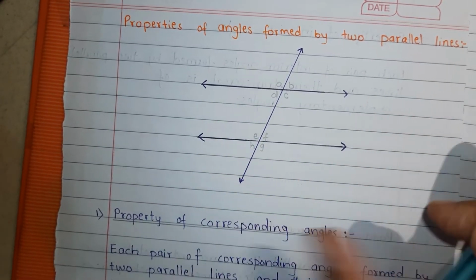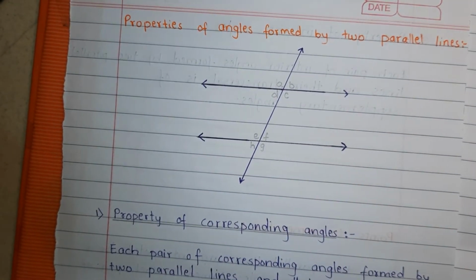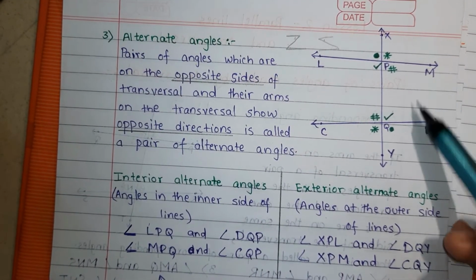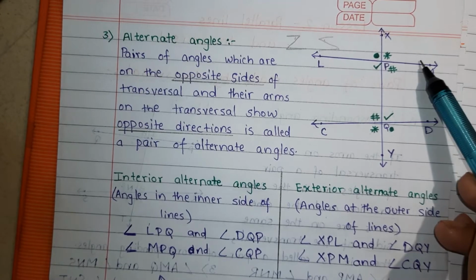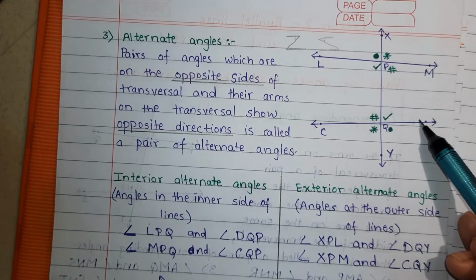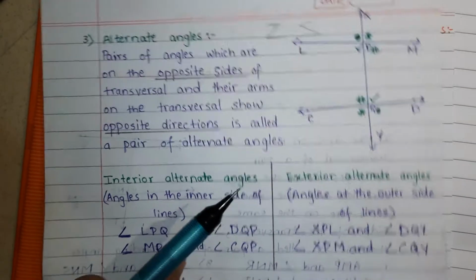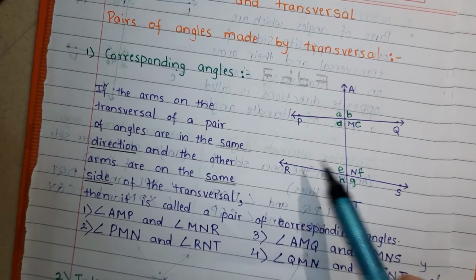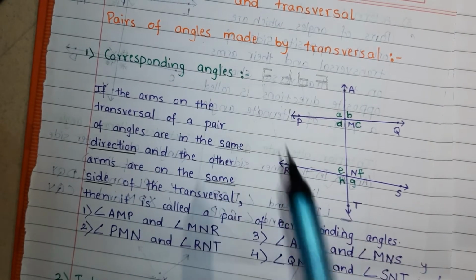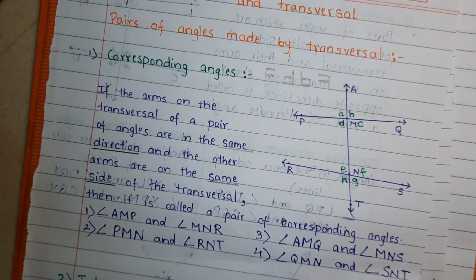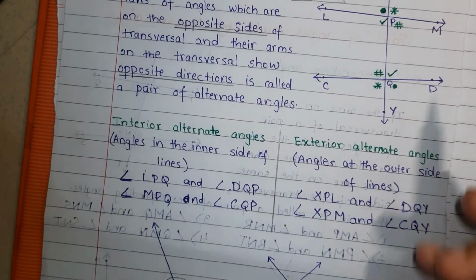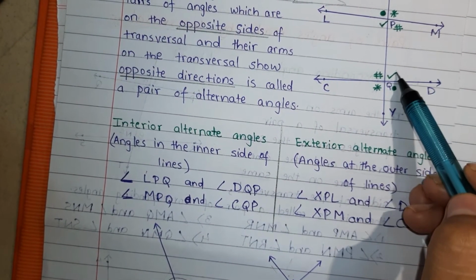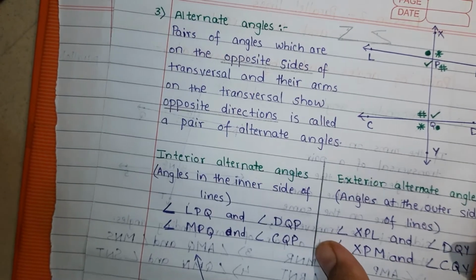Okay. Now we are going to begin with properties of angles formed by two parallel lines. In the previous topics, when we studied the pairs of angles, we had taken any type of lines. See, are these lines parallel? No, they are intersecting lines. These lines are also intersecting lines. So corresponding angles or interior angles or alternate angles are formed by any two lines. Those lines can be intersecting also or parallel also.